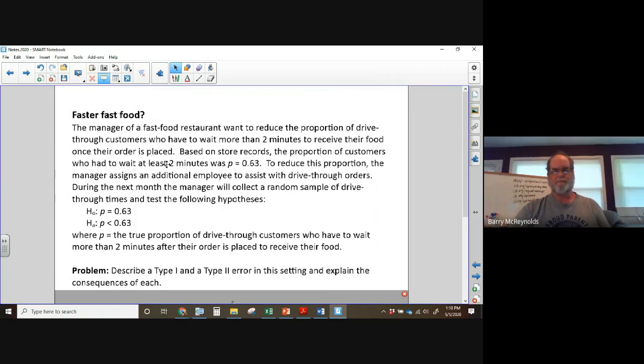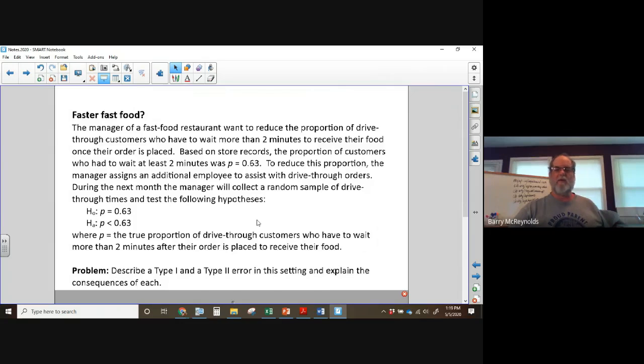So the alternate hypothesis here is we want to see if the population proportion is less than 0.63, where p is the true proportion of drive-through customers who have to wait more than 2 minutes. Okay, so p is not how long they have to wait, it's the proportion of customers that have to wait more than 2 minutes.